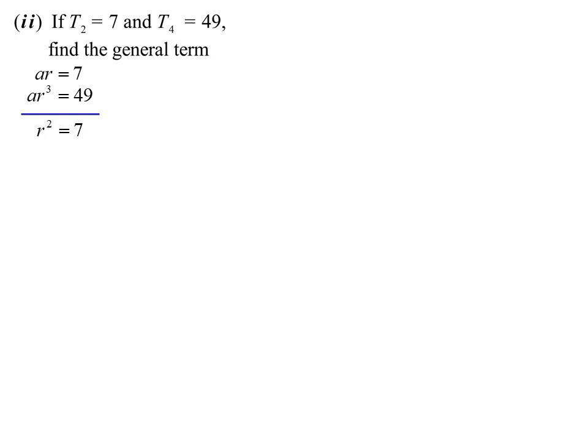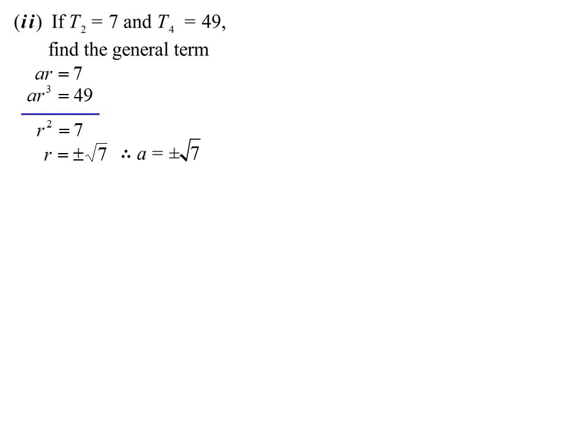R squared is 7. But that brings up an interesting problem. Is the ratio plus the square root of 7 or minus the square root of 7? Because that's the thing with a geometric one. The pattern could go plus, minus, plus, minus. You've still got a common ratio, it's just that it's a negative number. Well, I can't tell unless they give me more information.